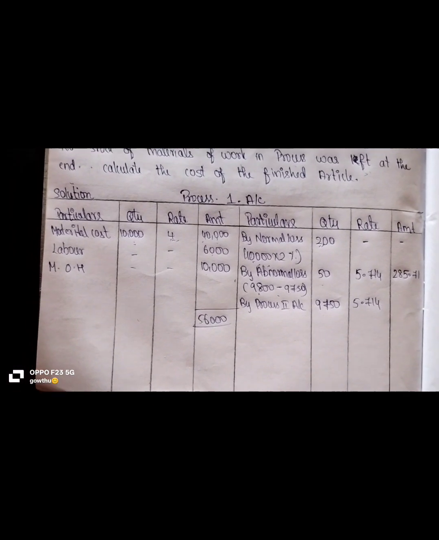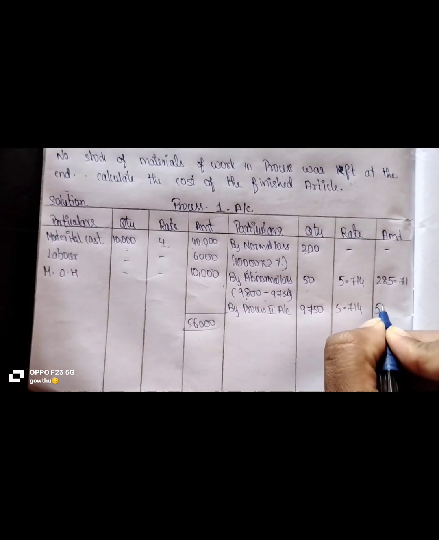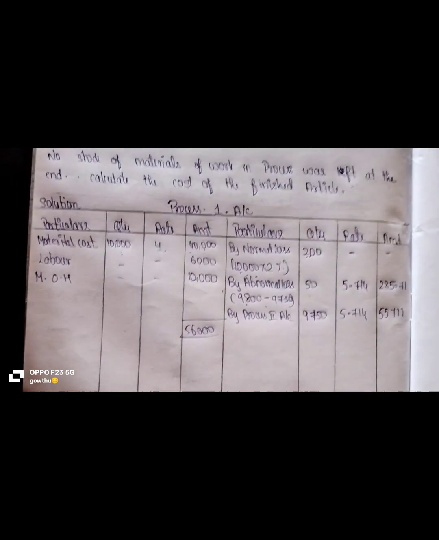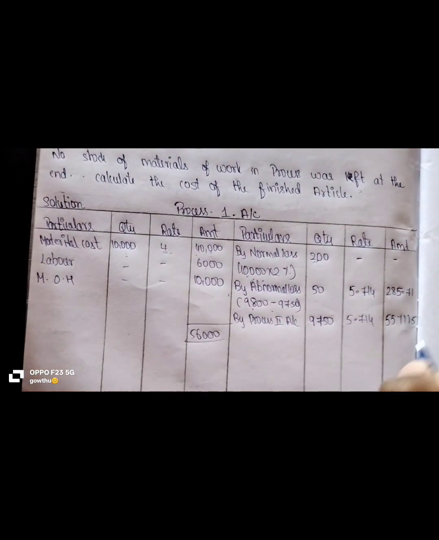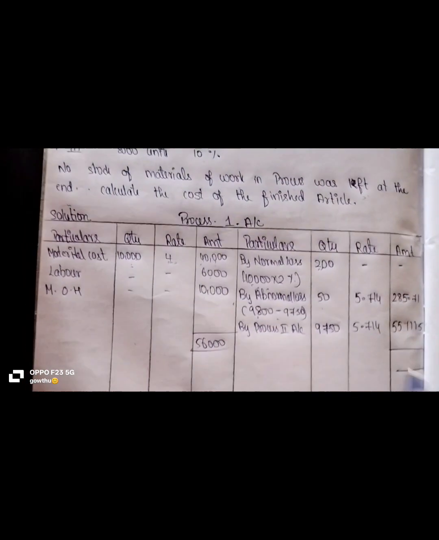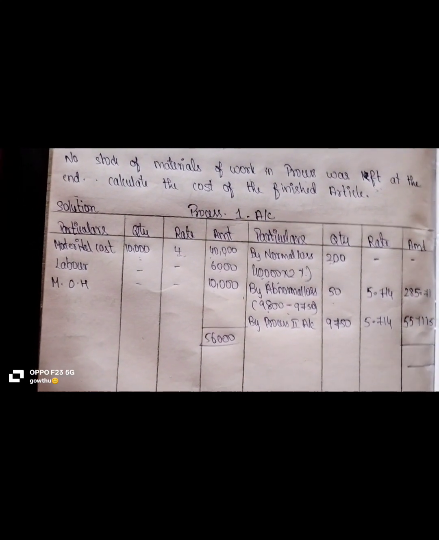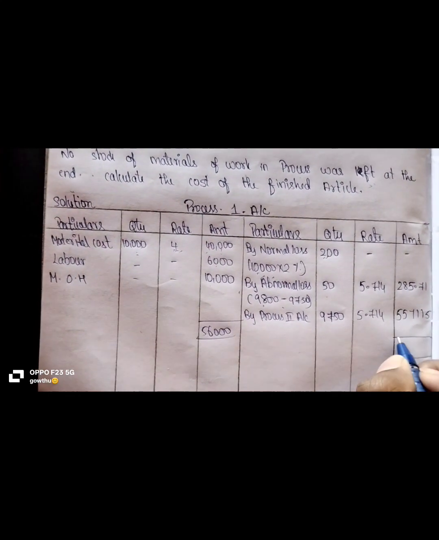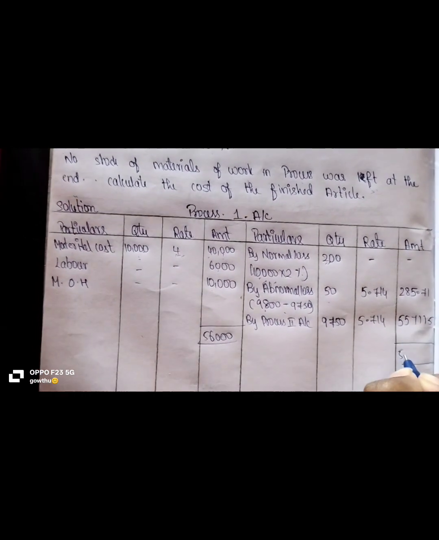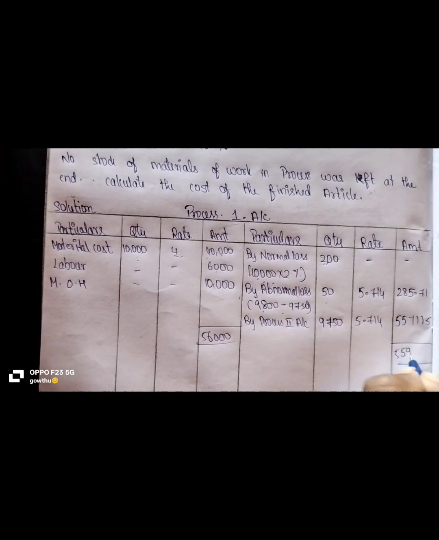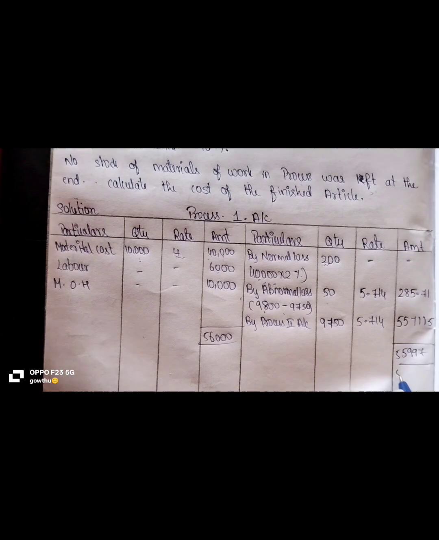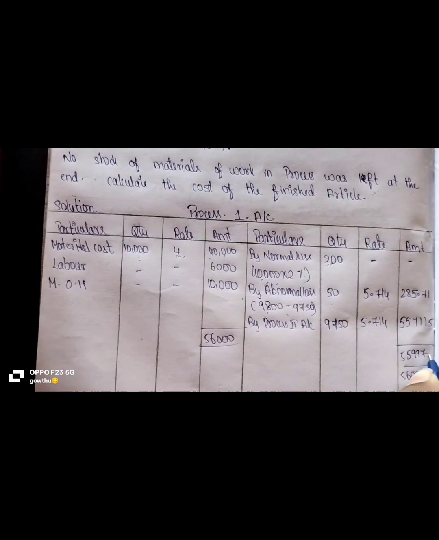If we multiply, we will get 55,711.5 rupees. If we add, we should get the same value, then our problem is correct. If we add, we are getting 55,997. We can round off to 56,000. Only 3 rupees is less. We can round off.